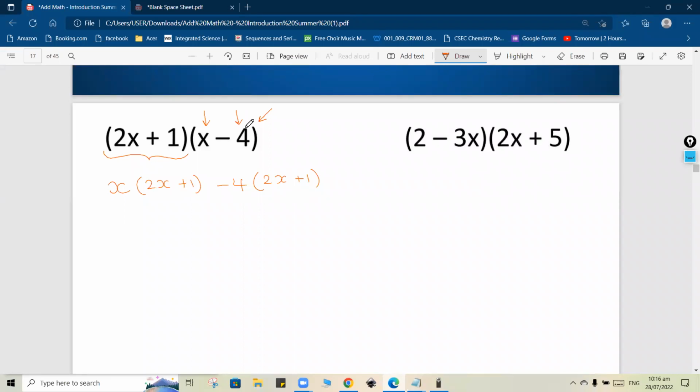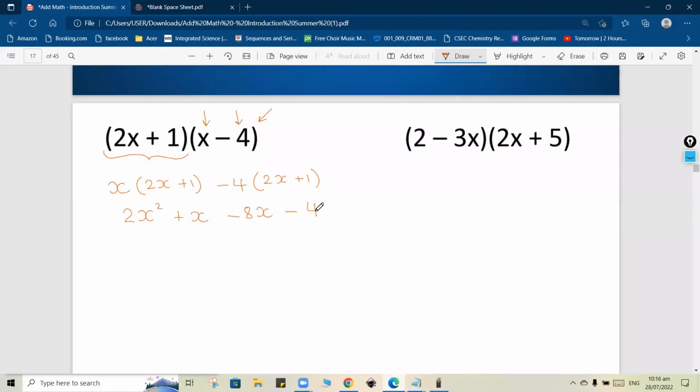And we just have to take our time now and just expand each bracket. X by 2x is 2x squared. You notice x by x is x squared. X by 1 is x, right? Remember, this is not positive 4. This is minus 4. Signs are very important. Minus 4 by 2x is minus 8x. There's no squared here because it's regular x and it has no x. And minus 4 multiplied by positive 1 is minus 4.